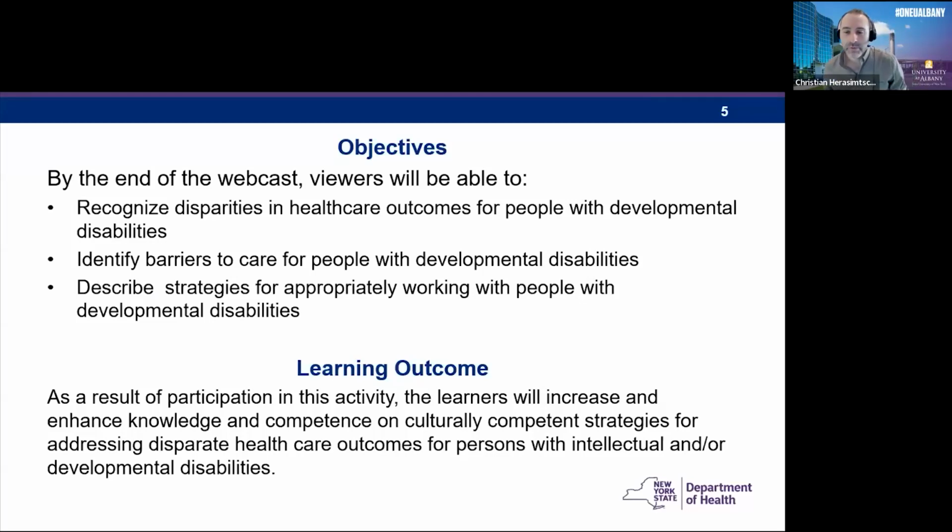We also have some objectives and a learning outcome today. By the end of the webcast, viewers will be able to recognize disparities in healthcare outcomes for people with developmental disabilities, identify barriers to care for people with developmental disabilities, and describe strategies for appropriately working with people with developmental disabilities. Today's learning outcome is as follows. As a result of participation in this activity, the learners will increase and enhance knowledge and competence on culturally competent strategies for addressing disparate healthcare outcomes for persons with intellectual and/or developmental disabilities.